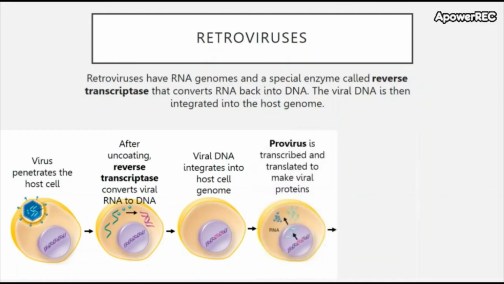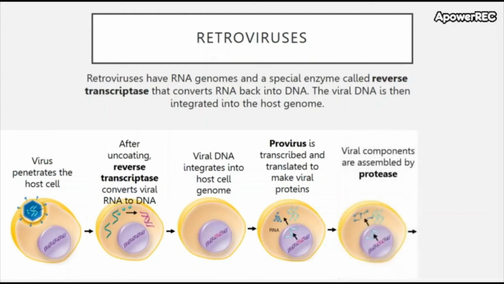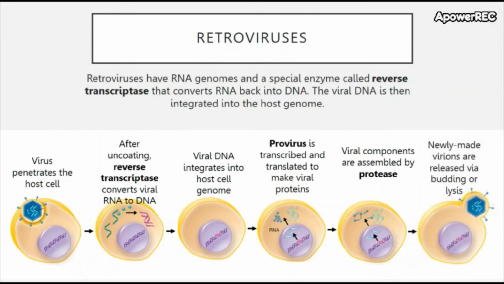Next, a provirus is transcribed and translated to make viral proteins. The viral components are assembled by protease, which is another enzyme, and then these newly made virions are released via budding or lysis. The most well-known retrovirus is HIV, human immunodeficiency virus.